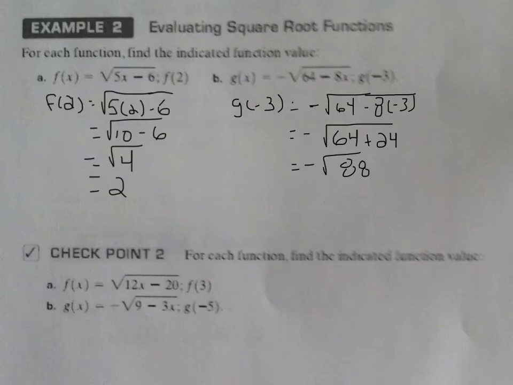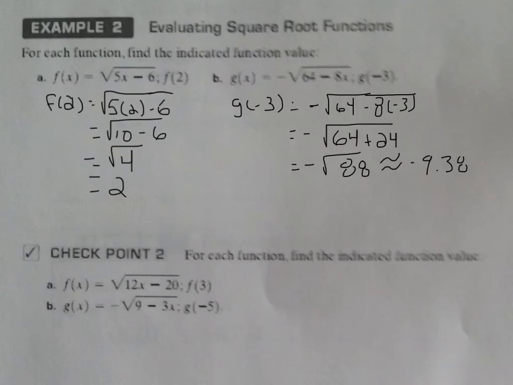Well, 88 is not a perfect square. So if it's not a perfect square, we're still going to get an answer for it. We're just going to get an approximate answer. For right now, we'll plug it in the calculator and take the square root of 88 and get negative 9 point, and we'll round it off to 38. Negative 9.38. Pause here, try the checkpoints. When you come back, I'll give you the answers.